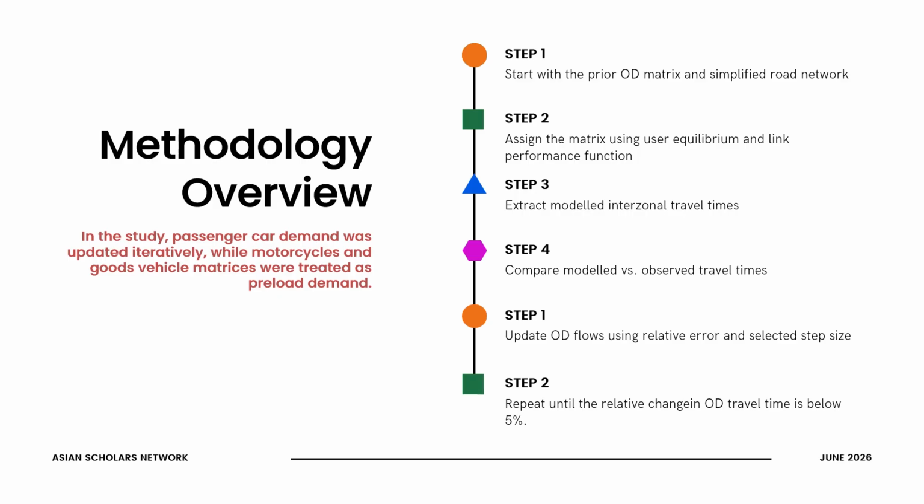The procedure is then repeated until the relative change in OD travel time between two successive iterations falls below 5%. In this study, only passenger car demand was updated iteratively, while motorcycle and other goods vehicle matrices remain as preload demand in the network assignment.